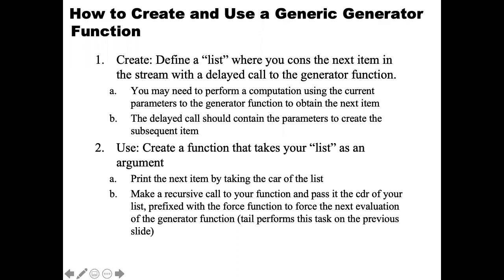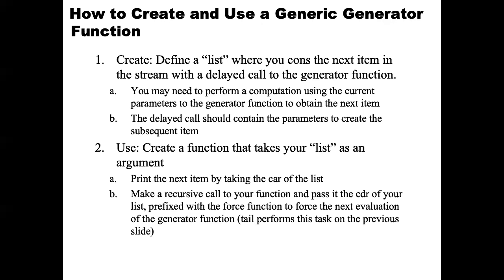So once you have your stream function, you have to be able to write something that will process it and force it to generate items for you. Again, the idea is, it's as though you have a virtual list, but only the first item of the list has been generated. The rest of the list is virtual. So if you want to think of it that way, it's a good way to think of it.